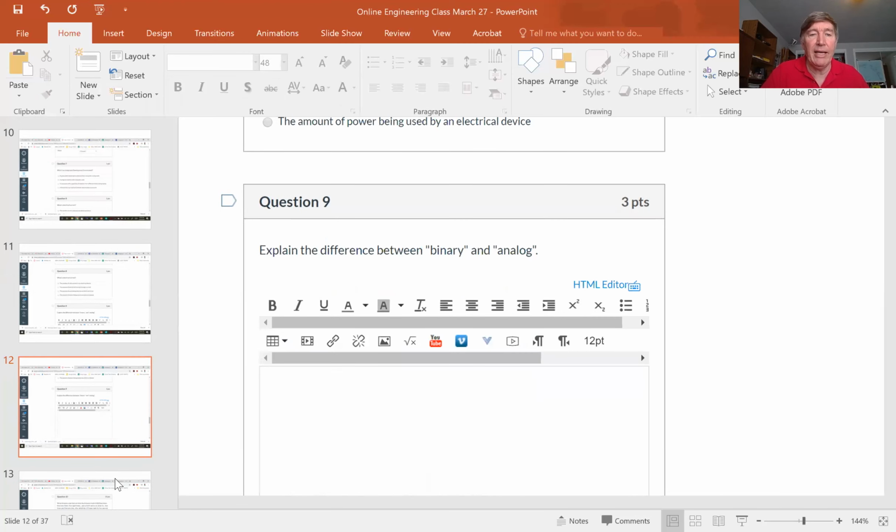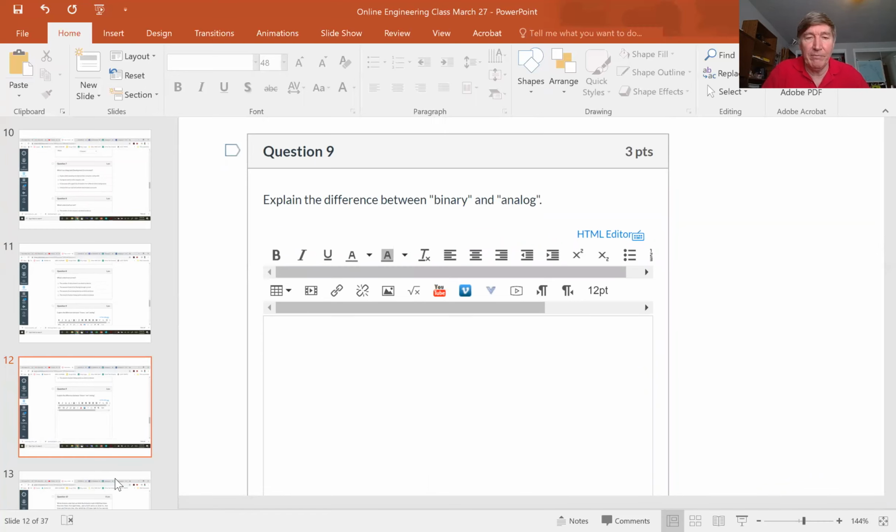Okay, question number 9, the difference between binary and analog. I'm hoping that you guys all got that correct in today's homework. After we finish the meeting here, I'll log off and we'll talk about it. But basically, binary is where you have two possible states. It can either be fully on or fully off, but there's no in between allowed. Where analog does allow for in between stuff. With analog, instead of being 100% on, you might only be 63.2% on, right?